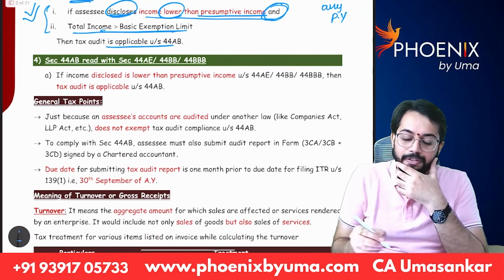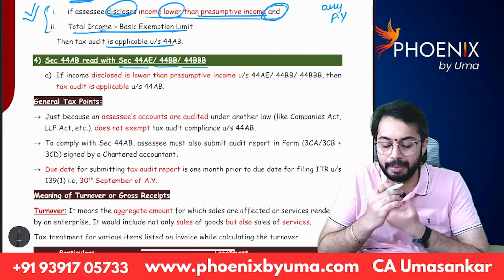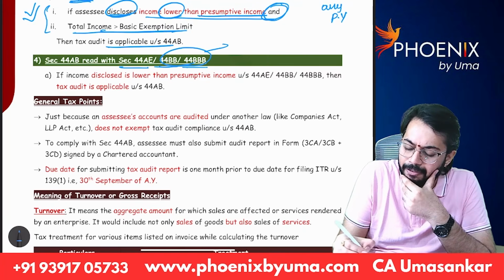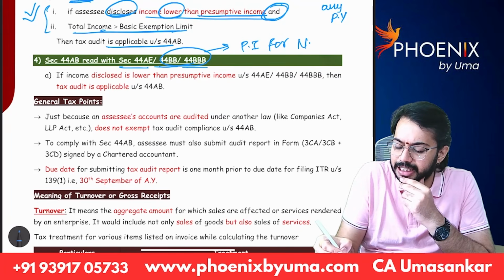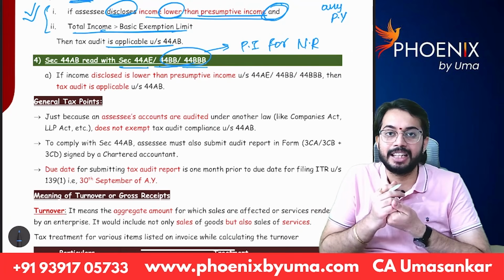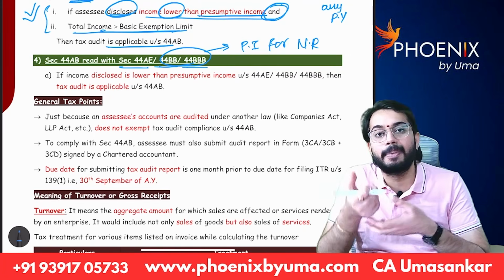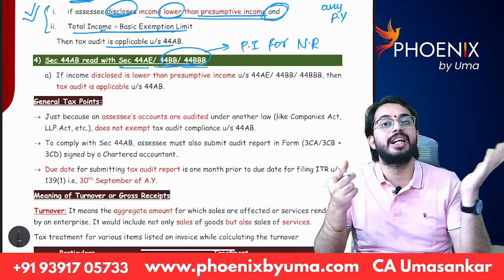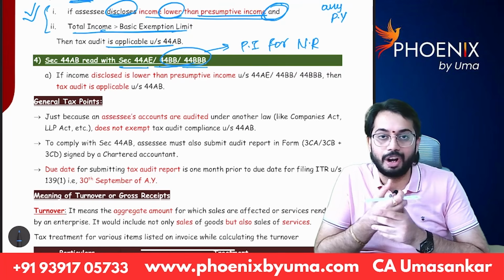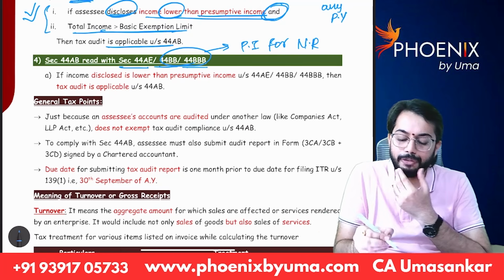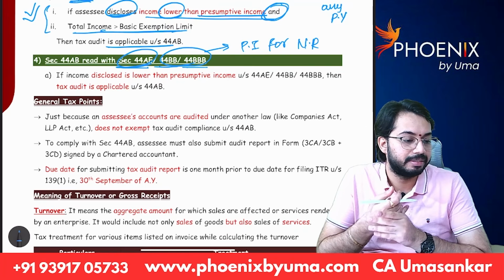Next. Section 44AB read with section 44AE, 44BB, 44BBB. See 44BB, 44BBB. These are presumptive income sections for non-residents. I have discussed in non-resident taxation. Non-residents who are engaged in power sector turnkey projects can disclose income under 44BBB. Presumptive income is equal to 10% of gross receipts. Okay. Now 44AE, you know 44AE, right? Plying, hiring and leasing of goods carriages.